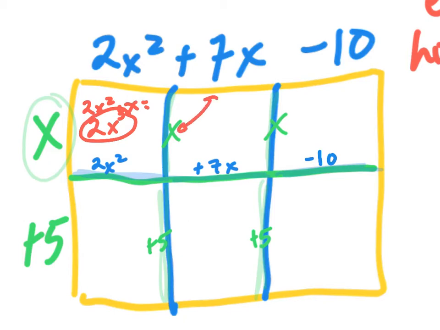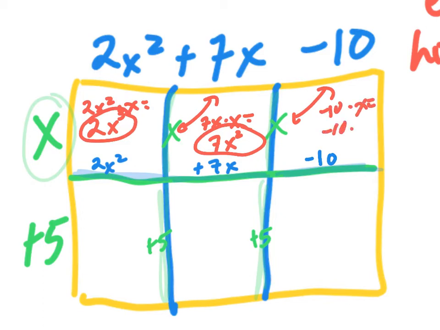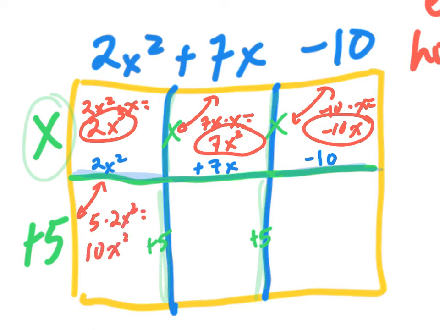I'm multiplying 7x and x, so this is 7x times x. This is going to be 7x squared. That's my product. I'm going to be multiplying negative 10 and x to get negative 10x. That's my product there. Let's move on to the next one. I'm multiplying 5 and 2x squared, because I annotated that right over there. So that's going to be 5 times 2x squared is equal to 10x squared.